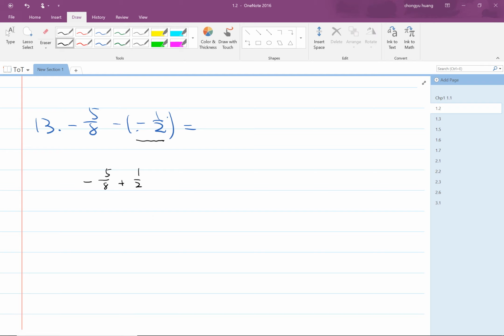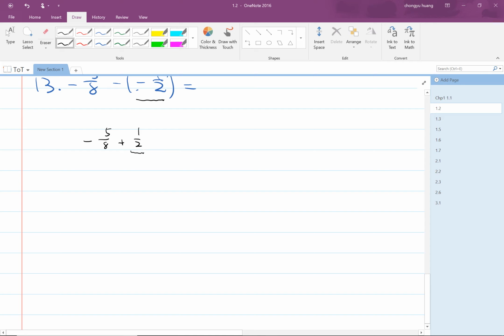You're going to add 1 over 2, and you can see over here they have different denominators, right? Here we got 8 as the denominator, but over here we have 2. So always remember, you always want to change the lower number to the higher number. Here the higher number is 8, so you want to make 2 become 8. That's how you make things easy, right? So let's put the numbers over here.